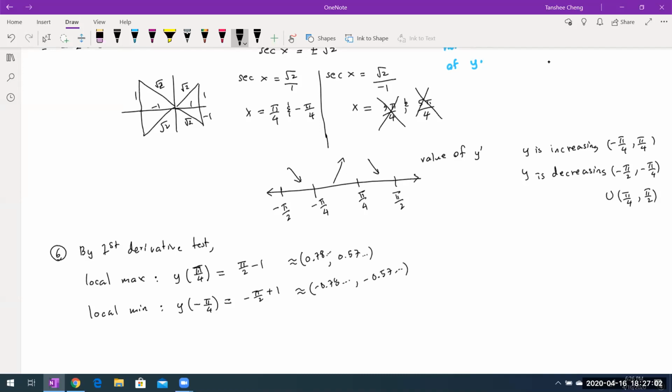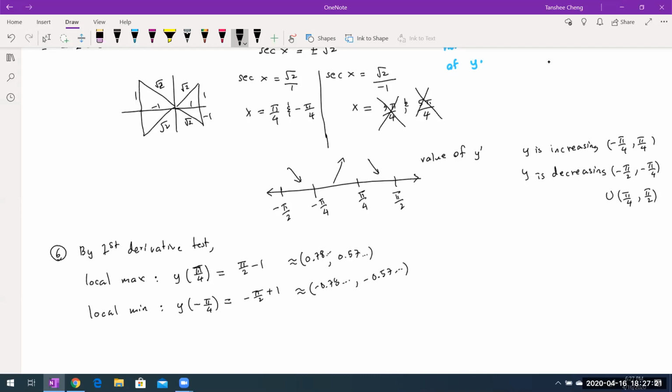So after you do the computation, that will be pi over 2 minus 1 for the local maximum output value, right? And so the ordered pair is approximately that. And the local minimum will be negative pi over 2 plus 1. That will be the function value. So approximately then this ordered pair.